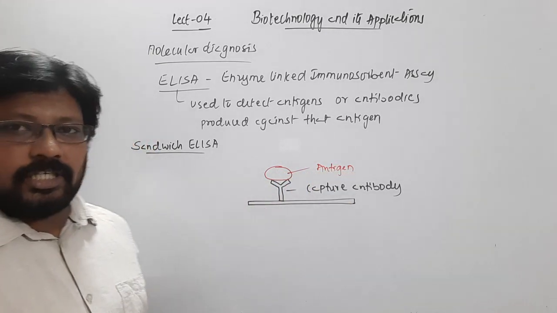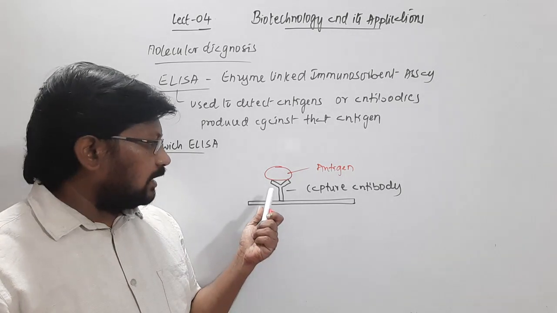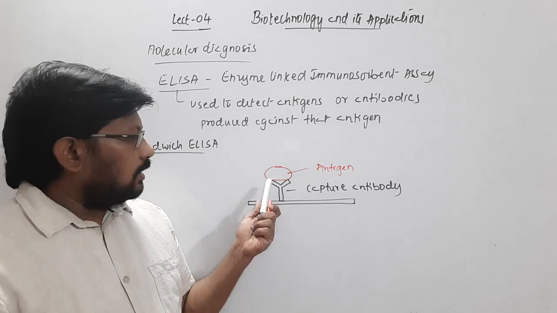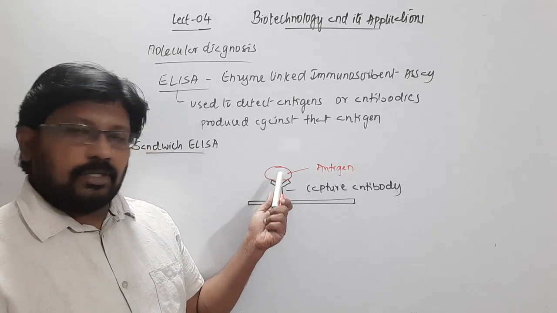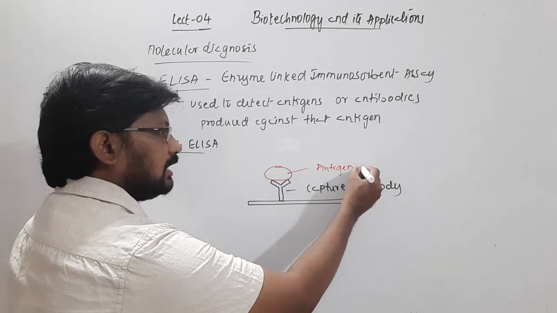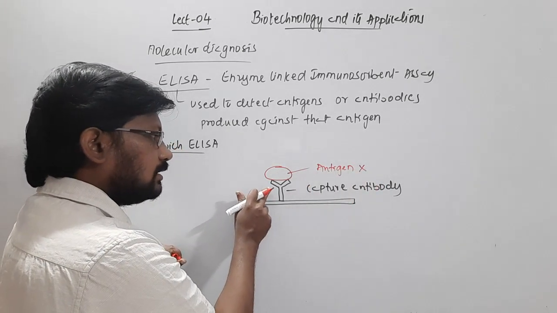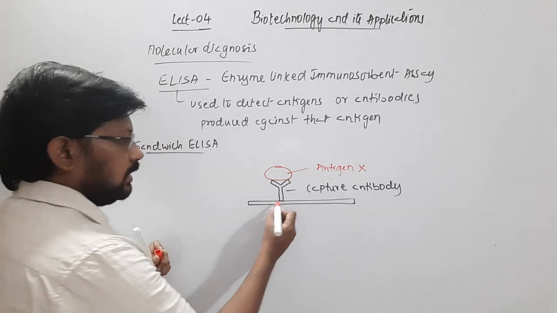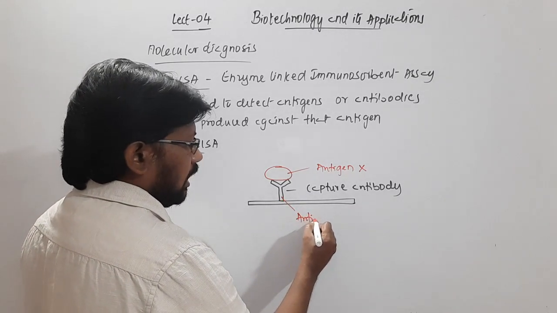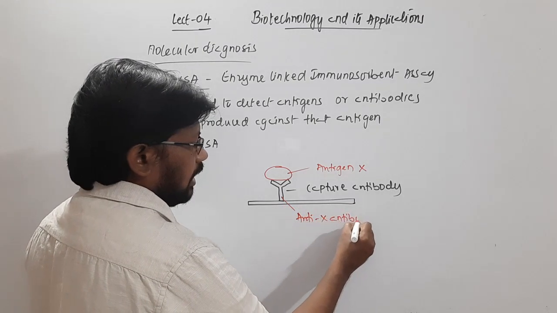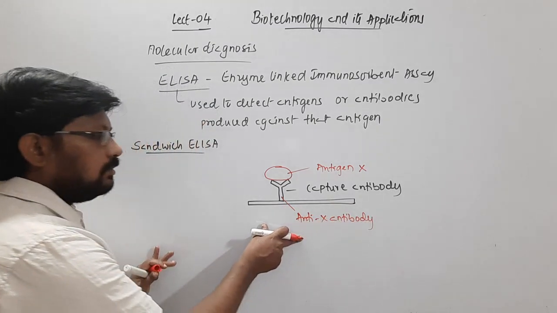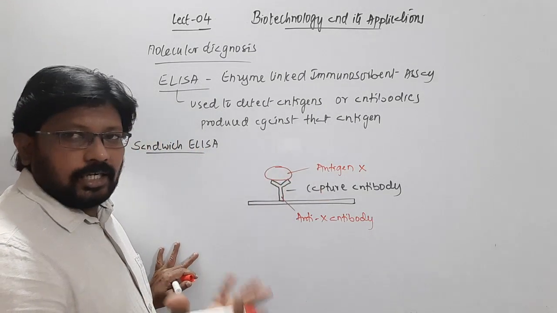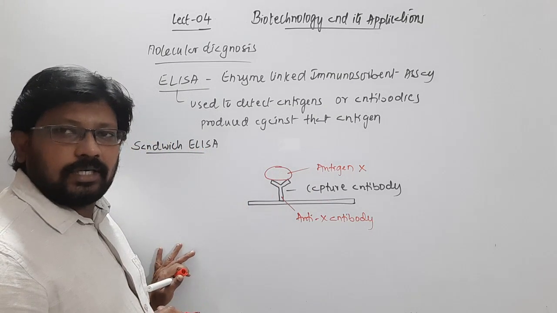Not any antigen it binds, because I told you that this antibody is specific. Only that antigen. Say here I will take antigen X, then this antibody is anti-X antibody, which means it is going to find only antigen X. If you are adding antigen Y, it will not detect it at all.